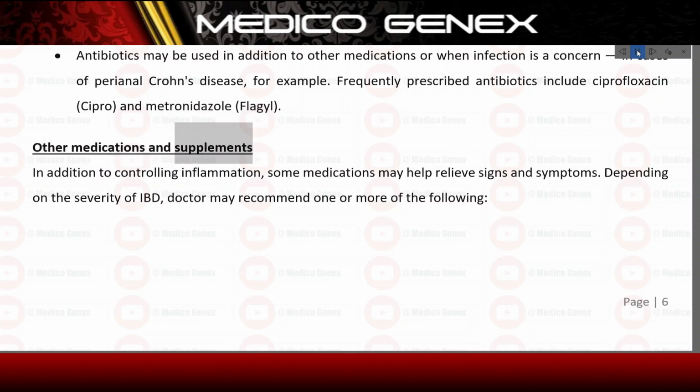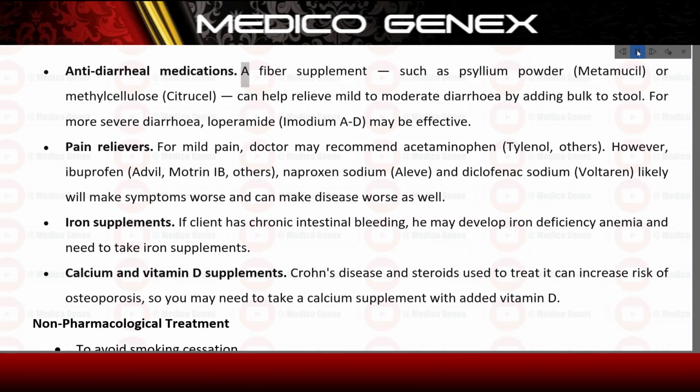Other medications and supplements. In addition to controlling inflammation, some medications may help relieve signs and symptoms. Depending on the severity of IBD, the doctor may recommend one or more of the following. Antidiarrheal medications. A fiber supplement, such as psyllium powder (Metamucil) or methylcellulose (Citrucel), can help relieve mild to moderate diarrhea by adding bulk to stool. For more severe diarrhea, loperamide (Imodium A-D) may be effective.